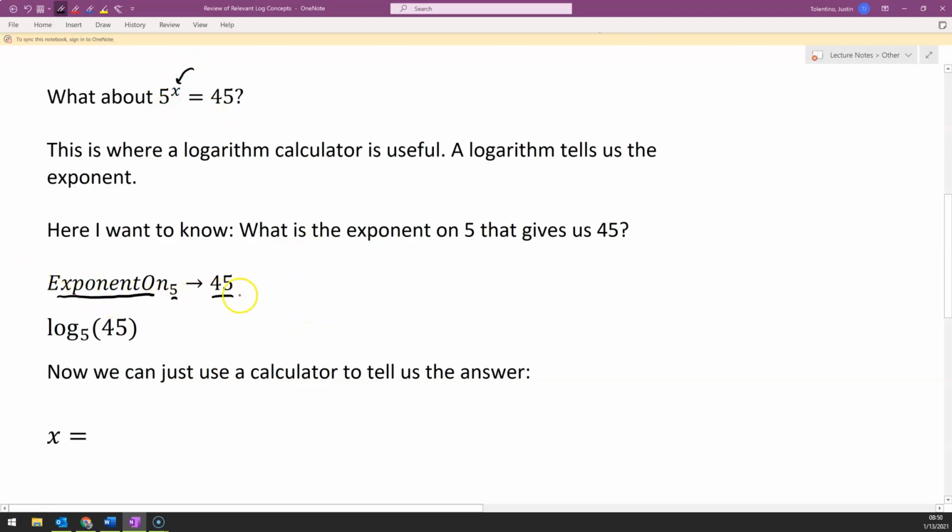Well, rather than writing it in this form, we don't use the words "exponent on," we use the word logarithm, which means exactly the same thing. When I say what is the logarithm, we're just saying what is the exponent on. And this is the form that we write it in. So when I see log base 5 of 45, as we read this, it is just saying what's the exponent on 5 that will give us 45. And let's use a calculator to give us our answer.